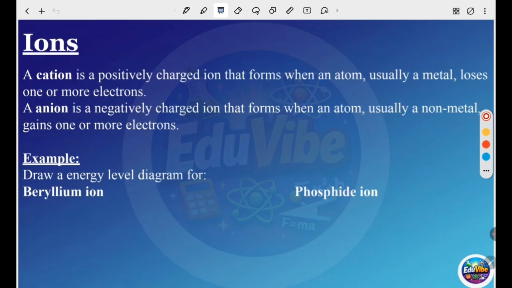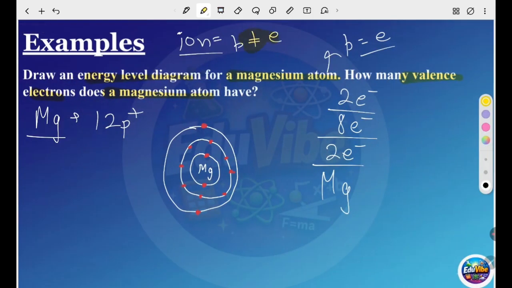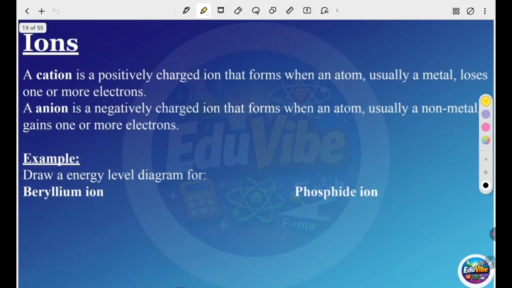So next we have ions. I've talked about that over there. We only know about the atoms for now, but we know that there are 2 types of ions in the periodic table. The first one is the cation and the second one is the anion.